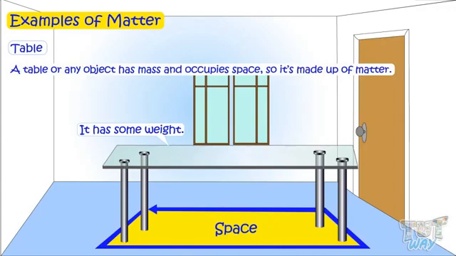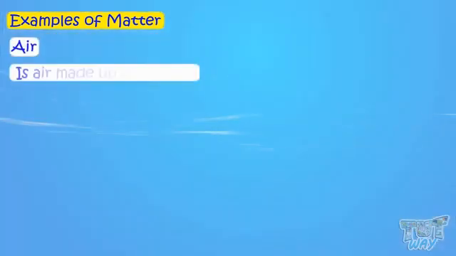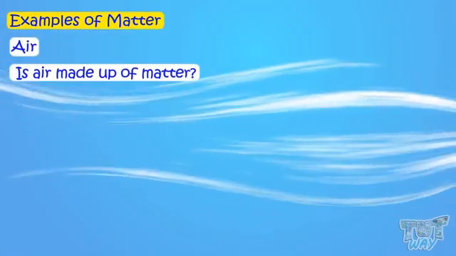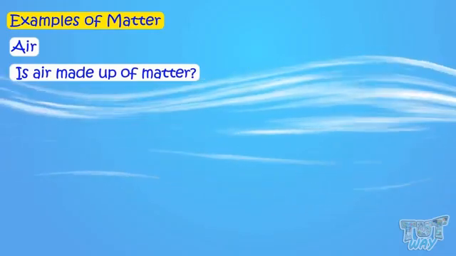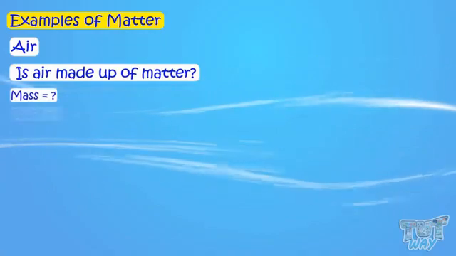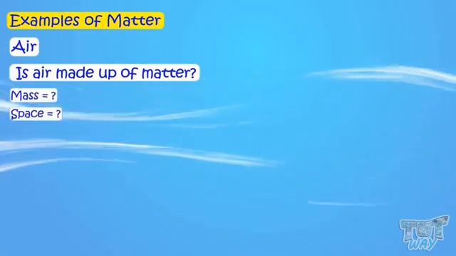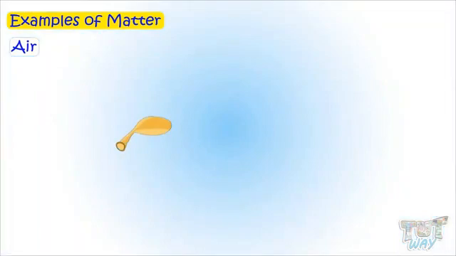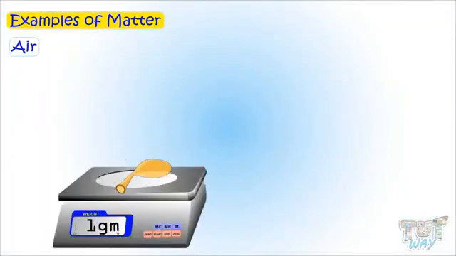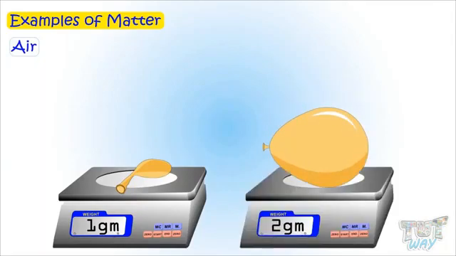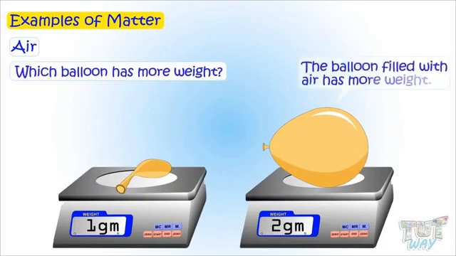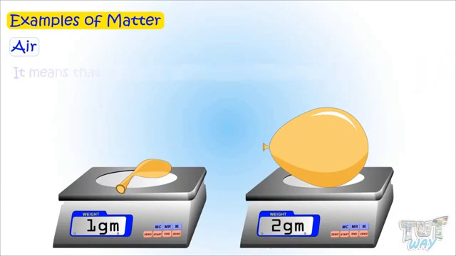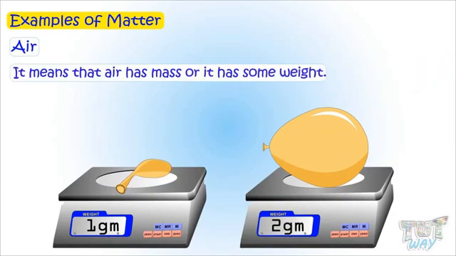Now we will see whether air is made up of matter. And in order to prove that air is made up of matter, we should be able to prove that air has mass and occupies space. Now, take an empty balloon and weigh it. Now fill the same balloon with air and again weigh it. Which balloon has more weight? Filled balloon will have more weight. It means that air has mass or it has some weight.